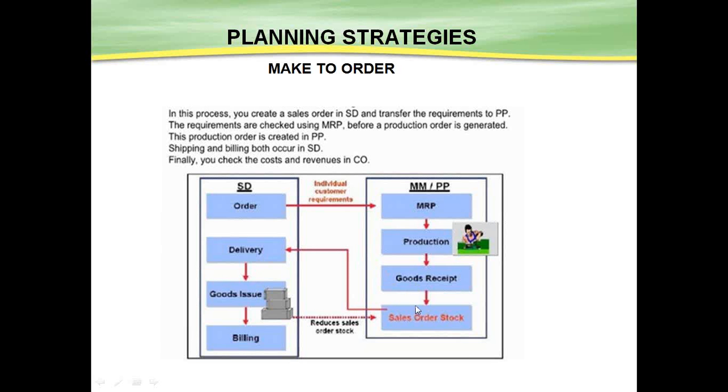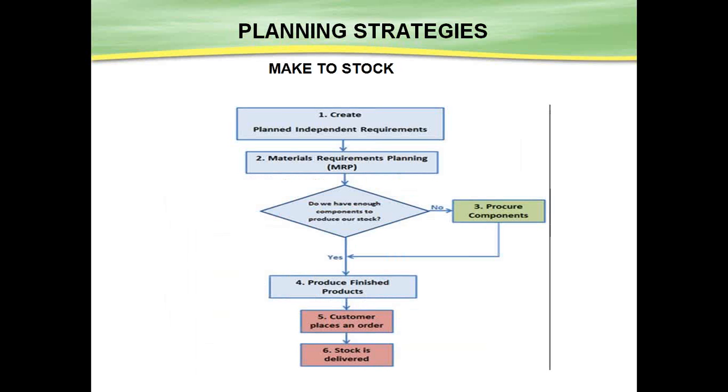Here my inventory will be increased. My production inventory, the finished product inventory, will be increased, and it will be delivered to my customer, and I need to issue the material from my SAP. So it will reduce my inventory. Here, see, this reduces the sales order stock, and after that the billing, invoicing and all that. So this is one scenario for make to order. Now we'll see how make to stock works.